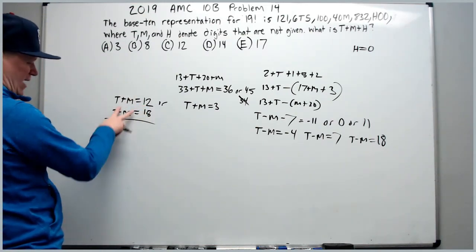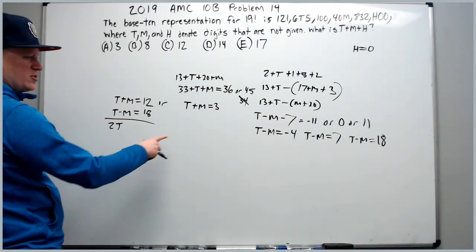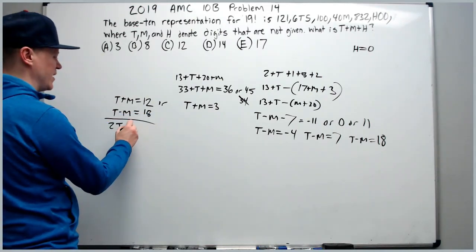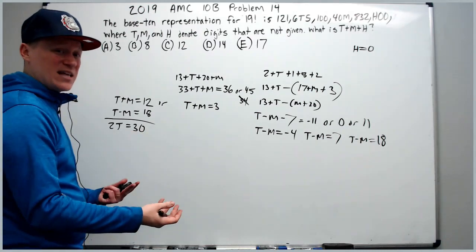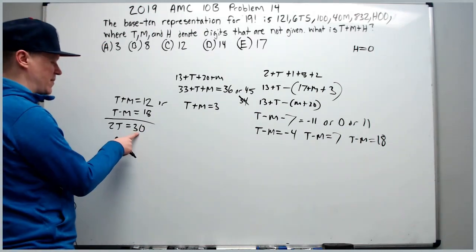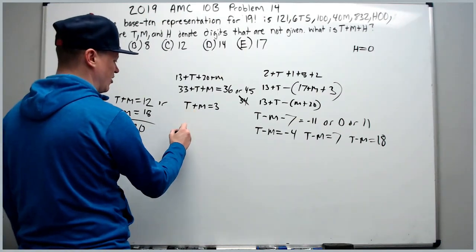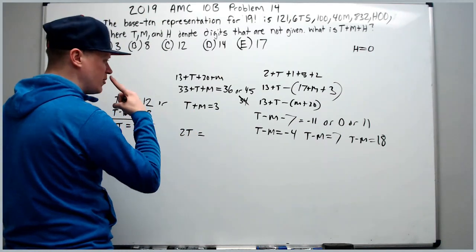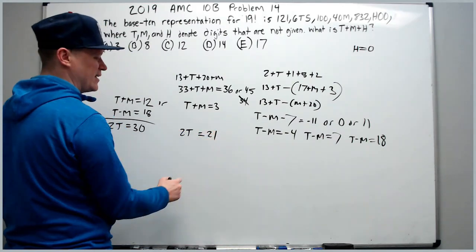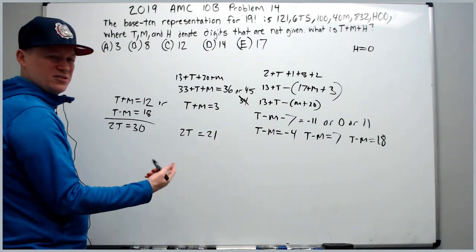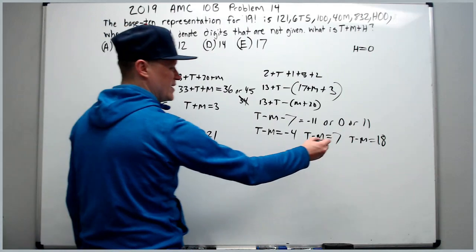What's going to happen when you add these is you're always going to get 2t because they all have a negative m. We can take advantage of that to save our calculation time. Obviously 30 is too big because t can't be 15. Again, over here, if I have 18, I'm going to get 2t equals 21. That's a problem too because it's not a digit. So we know that this is out.